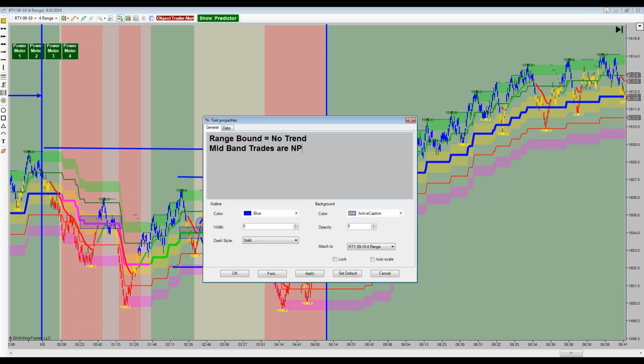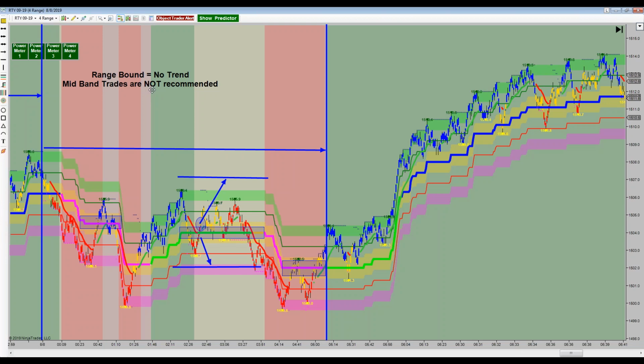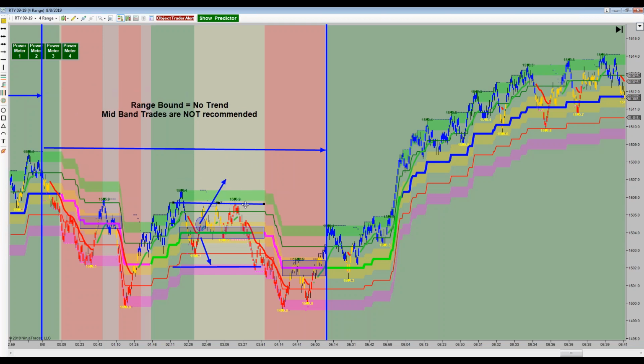Not with capitals, not caps, recommended. Okay? So this condition on the left would be a situation where you want to pretty much avoid mid-band trades. And how to trade the range is really not the topic of this webinar, so I'm going to skip that. But everybody sees the difference between the left and the right.